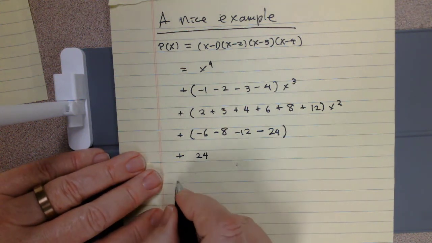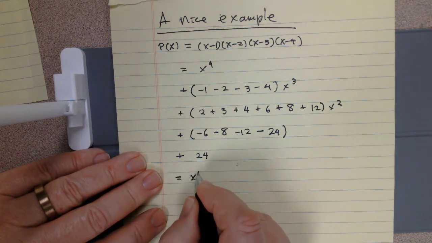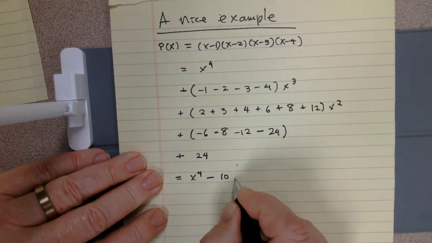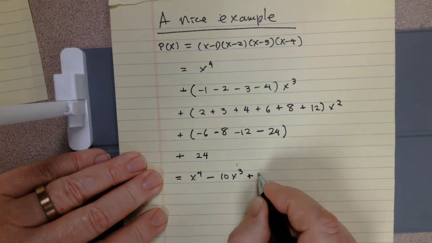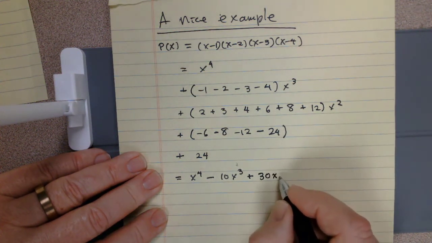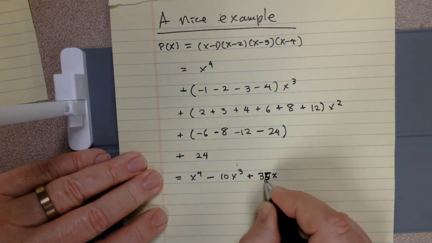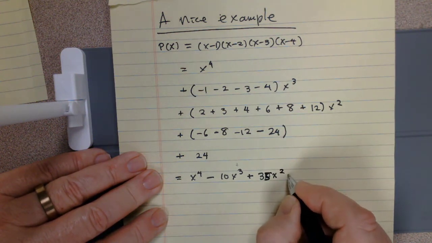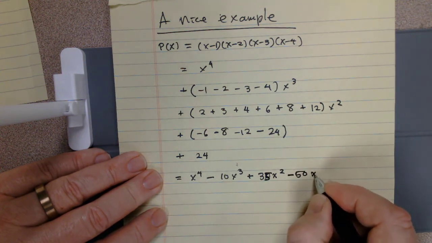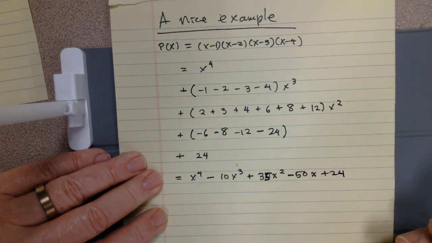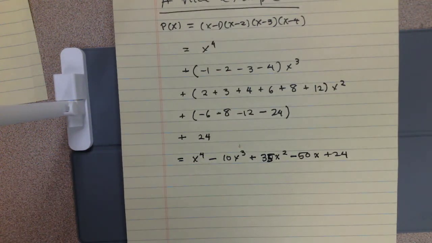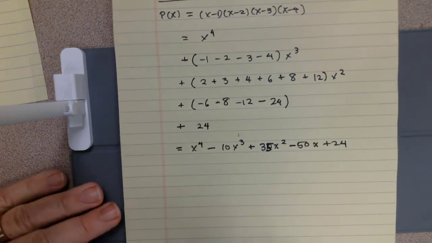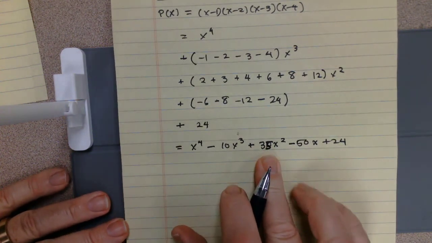And I can write this out now as x to the 4th minus 10x cubed plus 35x squared minus 50x plus 24. Okay. All right, now I've got this. How do I know that I've done it correctly? Because, you know, I had kind of a little cranial flatulence with this term.